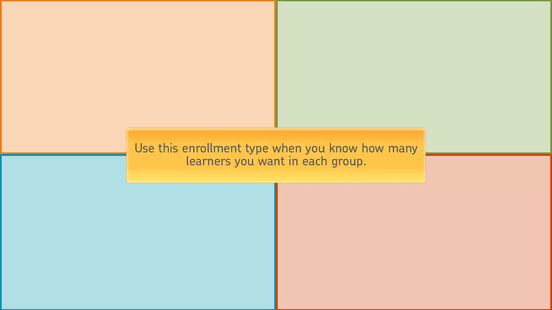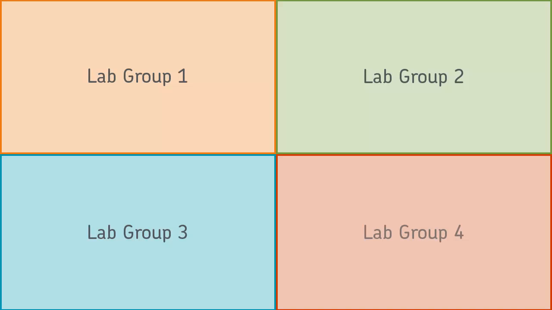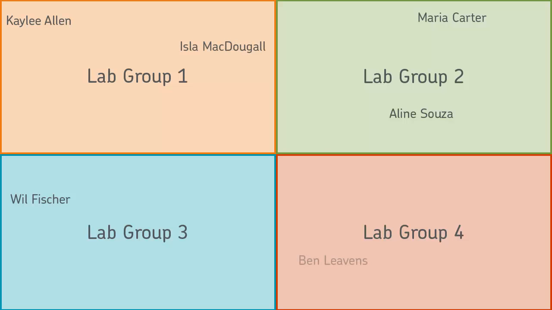Use this enrollment type when you know how many learners you want in each group. For example, your course has an associated lab. The lab is small and can only accommodate 3 students and 1 teaching assistant at a time. You use the Groups of Number enrollment type to divide the 10 learners into the minimum number of groups necessary to host the lab.